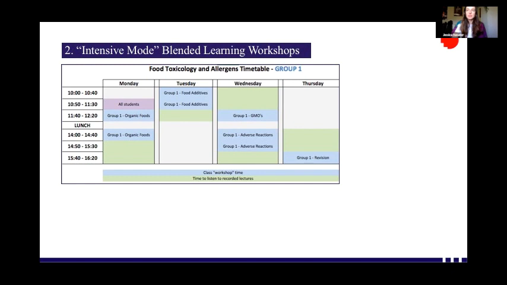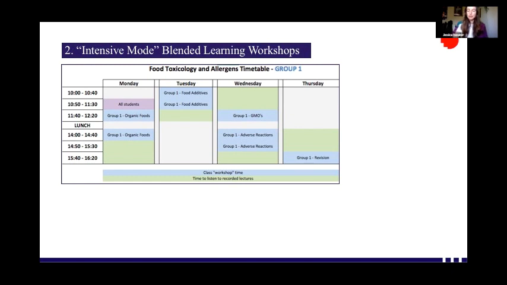And then over the space of the week, group 1 in blue had classes with me on organic foods and food additives, on genetically modified food and adverse reactions, and a revision. And in the green times, they were told that they could listen to the lecture content. Usually in Melbourne, students can listen to the lecture content whenever they like. But for the Chinese cohort, I said, okay, this is your time dedicated to listening to those. They could still have breaks when they wanted to or do other things, but that was the time that they were meant to be getting on top of the recorded lectures.